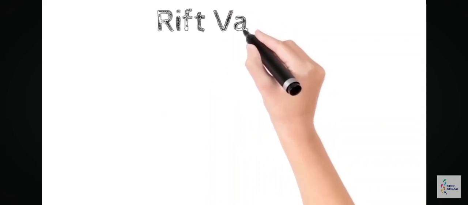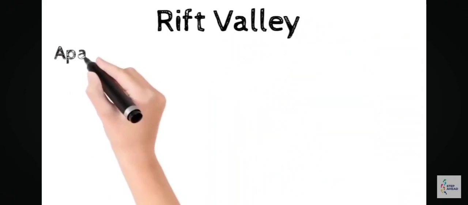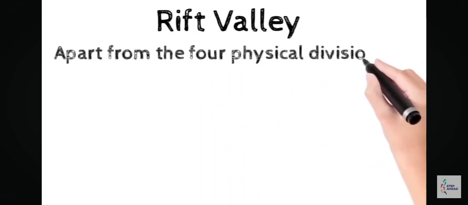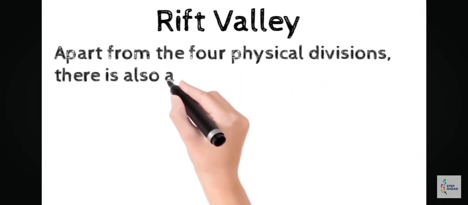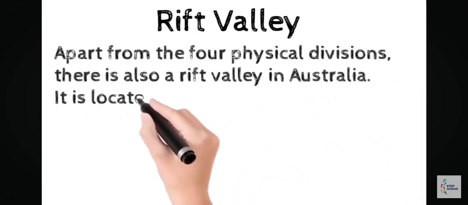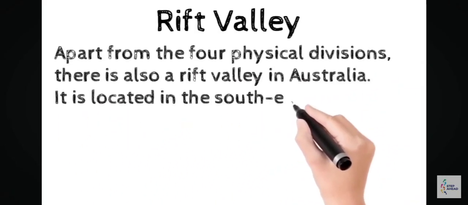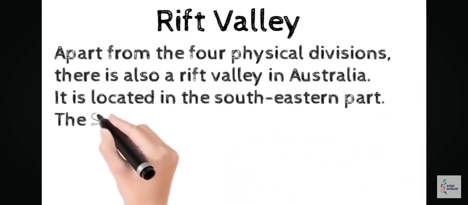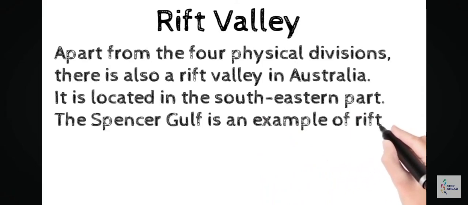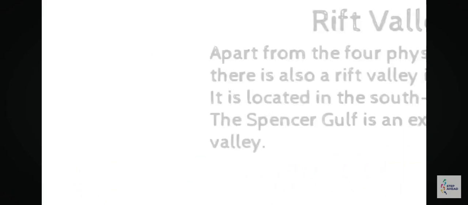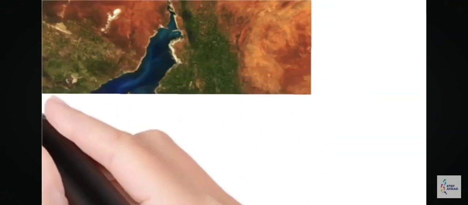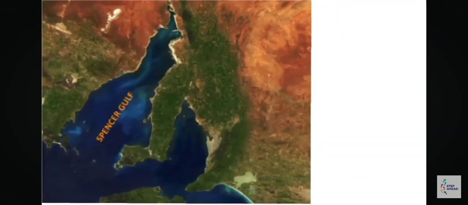Rift Valley. Apart from the four main physical divisions of Australia, there is also a Rift Valley in Australia. It is located in the southeastern part of Australia. The Spencer Gulf is an example of a Rift Valley. The picture now coming is of the Spencer Gulf, which is a Rift Valley.